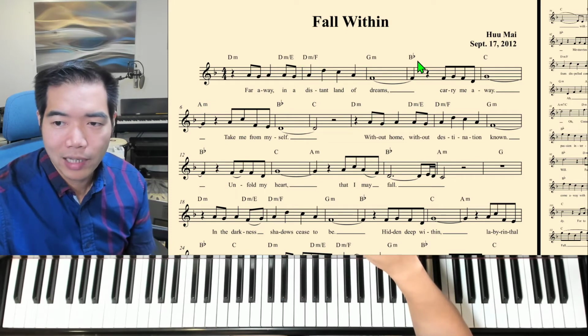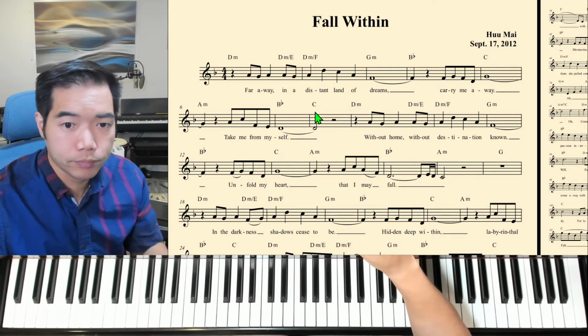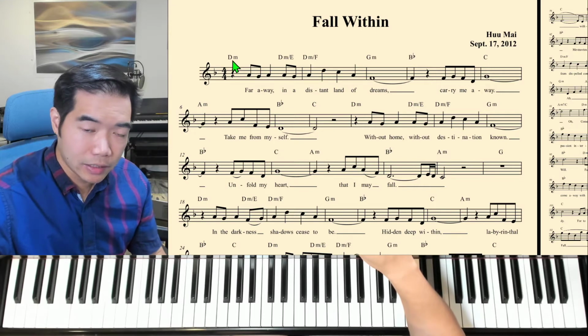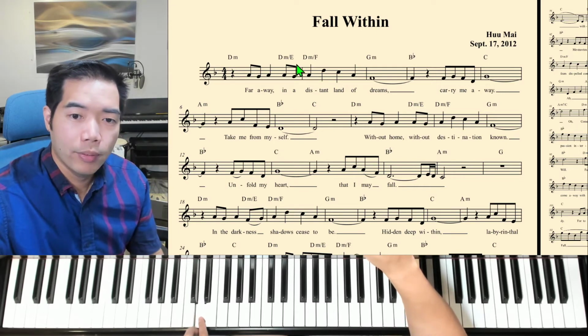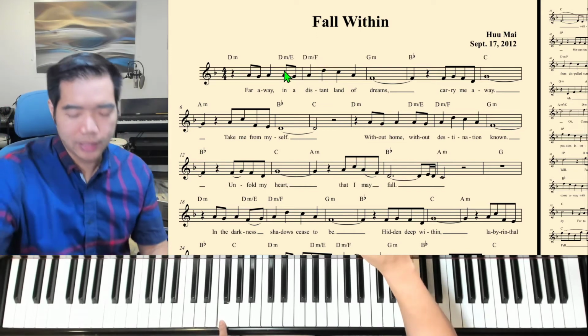G minor, B flat major, C major, A minor, B flat major, C major. Okay. So that means the bass line starts off as a D, but then goes to an E and then to an F, while the chord stays as a D minor.